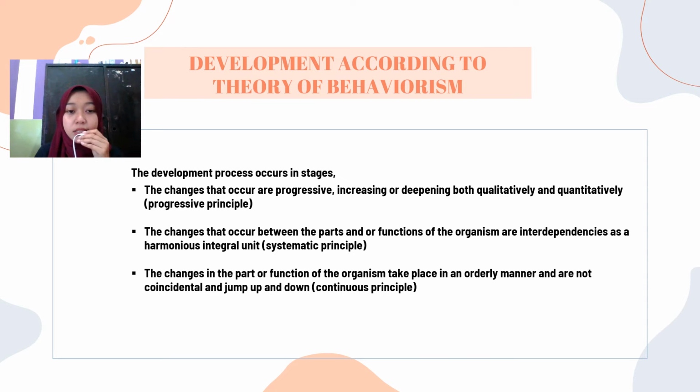The second one is the systematic principle. It's the change that occurs between the parts or functions of the organism that are interdependent as a harmonious integral unit. And the last one is that the change in the parts or functions of the organism takes place in an orderly manner and is not coincidental or jumping up and down. It's called the continuous principle. The next material will be continued by my friend Sri Haryani.